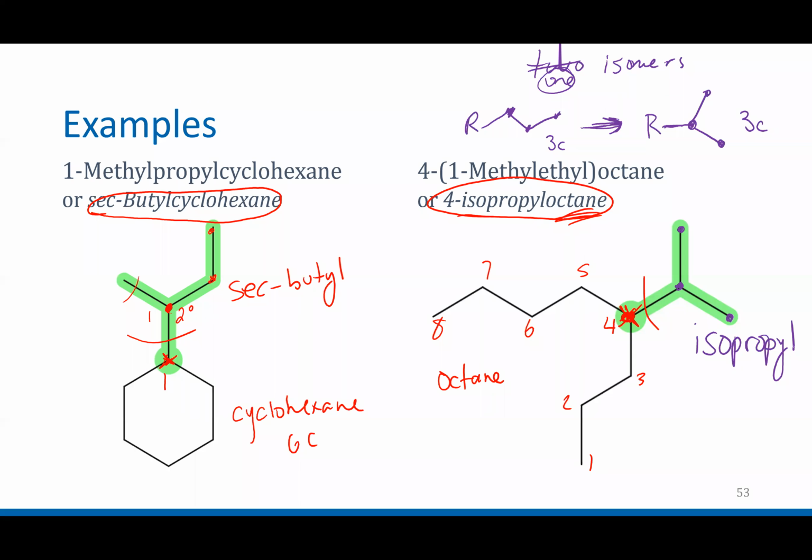But because it's not a ring, it's a chain, you need to tell me which carbon this propyl group sticks off from. It could stick off from the 3rd carbon or the 4th carbon. So I would call this 4-isopropyl. And some of you might be wondering, well, wait a minute, where's the number here? Well, just remember, in a ring, where the group is always number 1. So I don't need the 1 there, but you can put the 1 there if you want to. It's completely up to you.